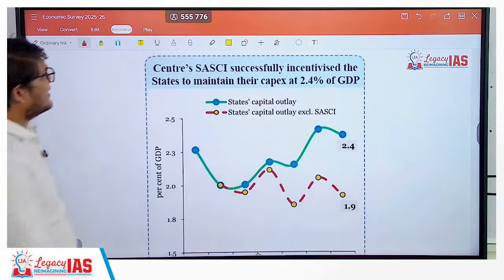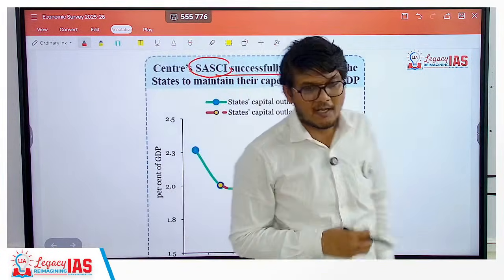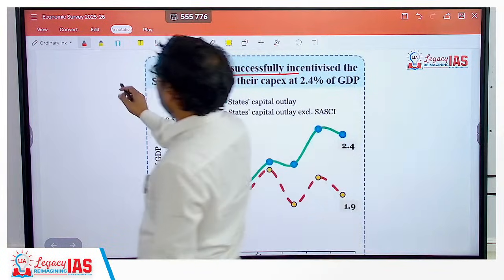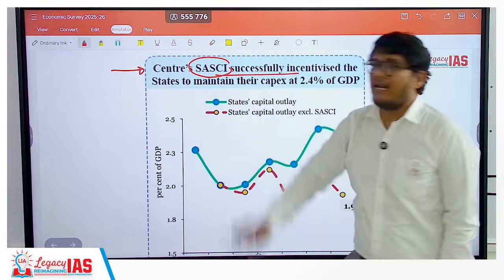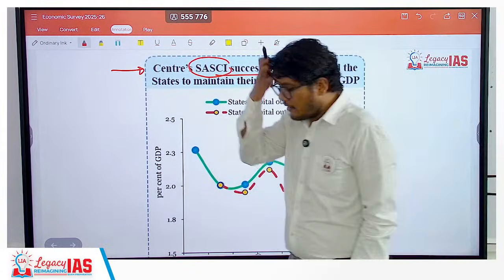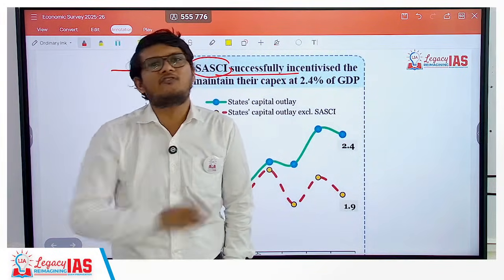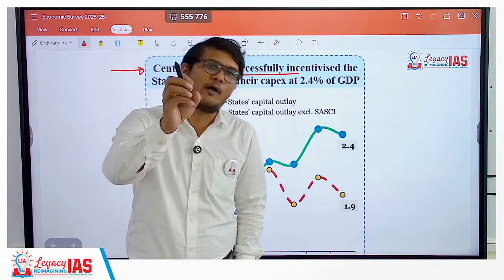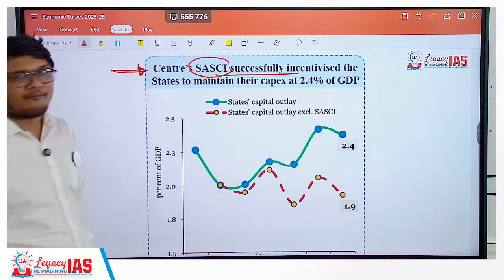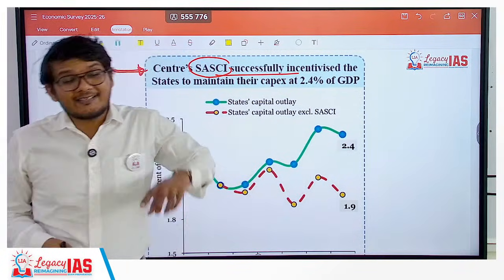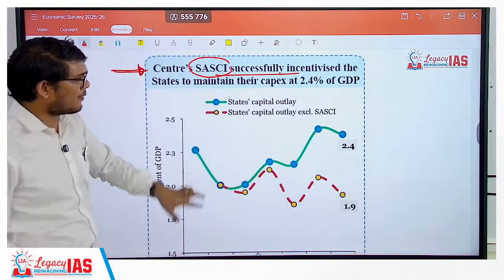Then you have the center's SASCI, which was successfully incentivized. Now what is this SASCI? Basically, this is the assistance that the central government gives to the state government for capital expenditure. So what does the central government do? The central government says that it will provide additional assistance to the states, provided that assistance is used for capital expenditure. Because of this scheme, it has ensured that the state governments also do a higher amount of capital expenditure, which is clear from this graph.